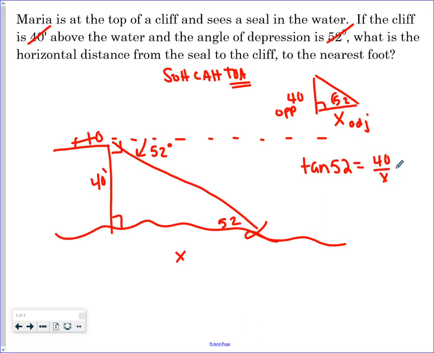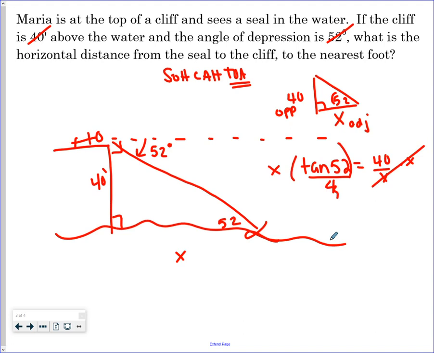So if you don't like to multiply by X on both sides, instead you can make this over a 1 and you could cross multiply if you'd prefer. That's an option as well. Pick one, okay? I usually multiply by X, gone, multiply by X.